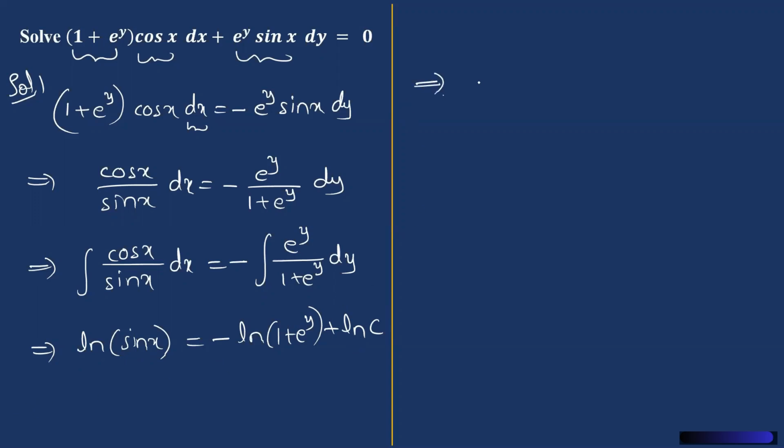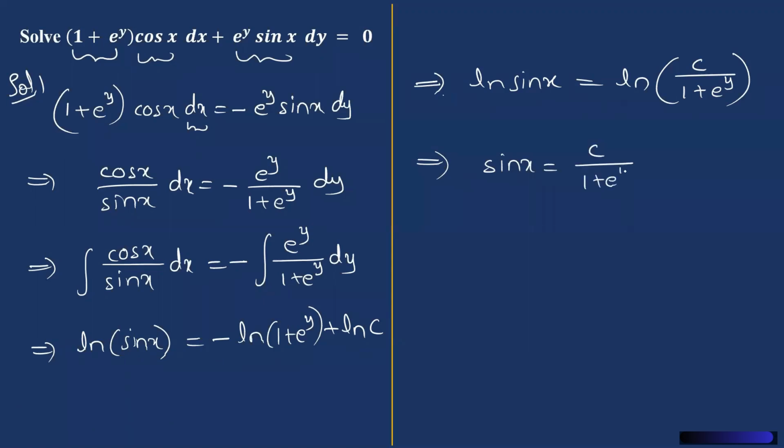See what happens. Log sin x equals... what happens to this? It's like log a minus log b, right? So it is log of c divided by 1 + e^y. Now, if you take exponential on both sides, we'll get sin x equals c divided by 1 + e^y. And if you want to still simplify this, you can just write it this way: (1 + e^y) sin x equals c. So like this, you can solve first order ordinary differential equations using the variable separable method, right?